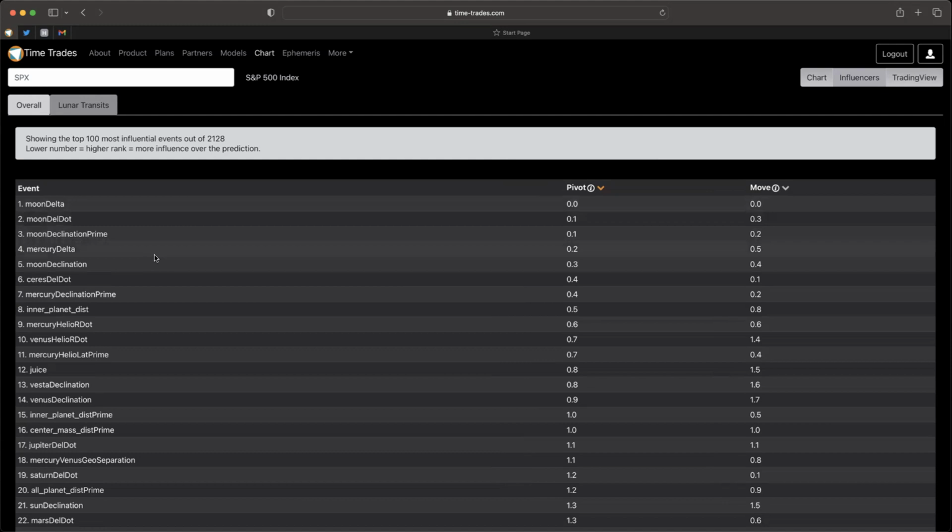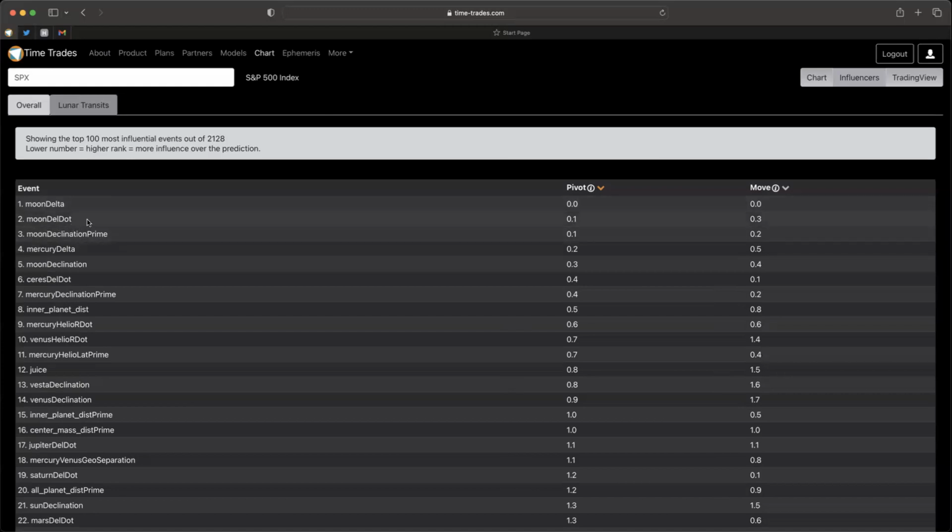And what I find super interesting about this is for SPX, and these are custom for every single symbol, right? So every symbol will get a different list, is that the moon delta is distance. So this is distance to and from Earth. It's the number 1 influencer over both pivots and moves. So a lot of people focus in on full moons, new moons, illumination, that kind of thing. And I've tested that out, and it's not more important than delta or distance. So moon distance, hugely important.